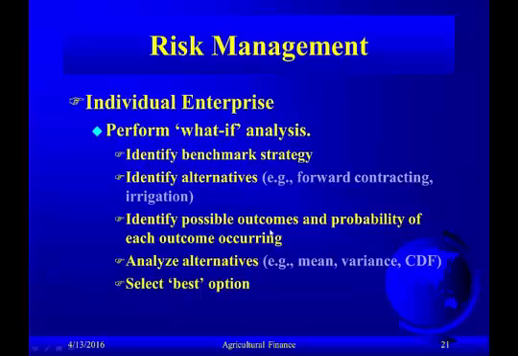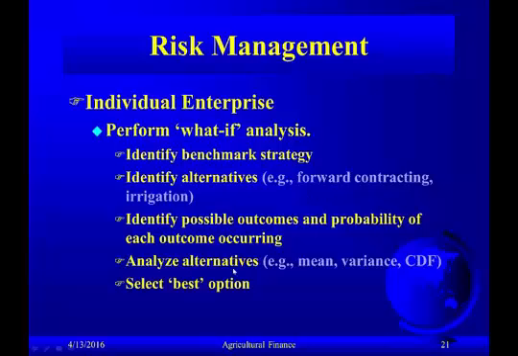Again, talking about risk management. For individual enterprises, we perform what-if analysis. We identify a benchmark strategy, and then we identify alternatives. For example, forward contracting, maybe we introduce irrigation. Then we identify the possible outcomes and probabilities of each outcome occurring. And then we analyze the alternatives, particularly relative to the benchmark strategy, meaning what we typically do with that business or that farm. What if we institute some different alternatives?